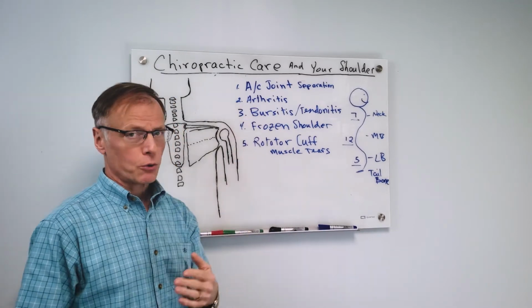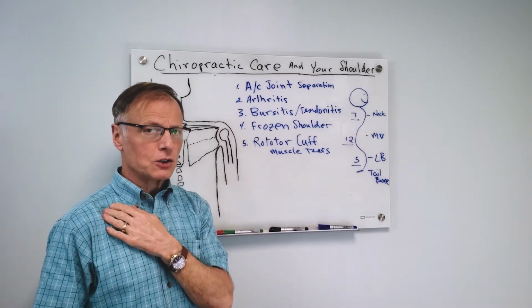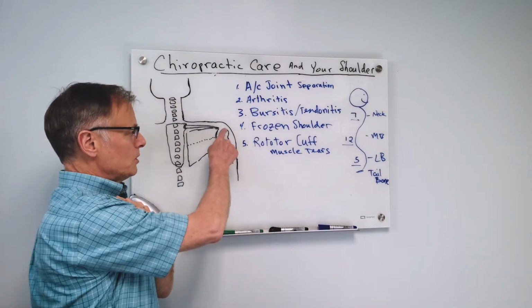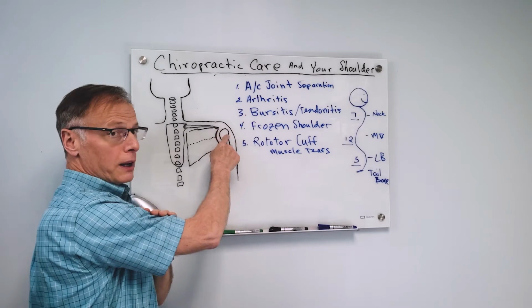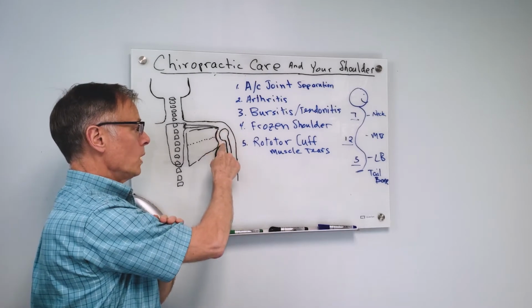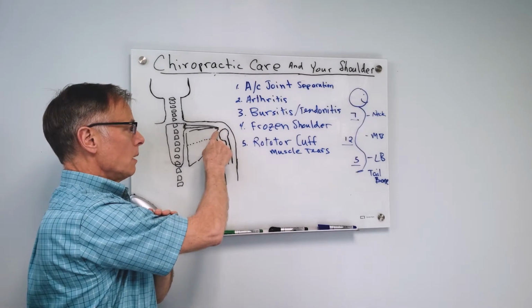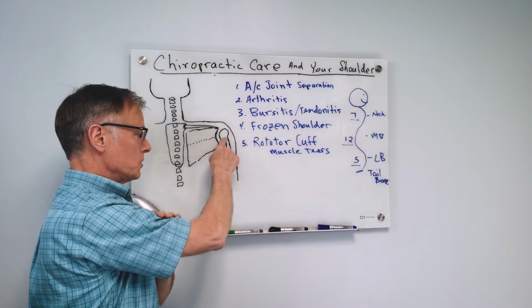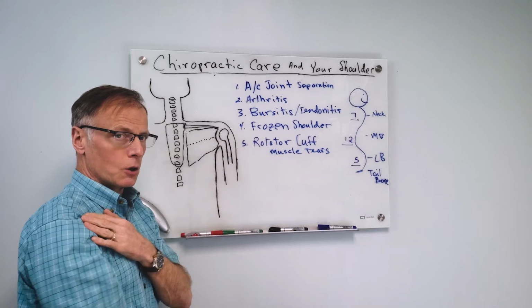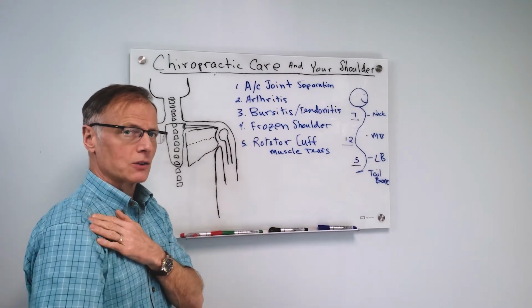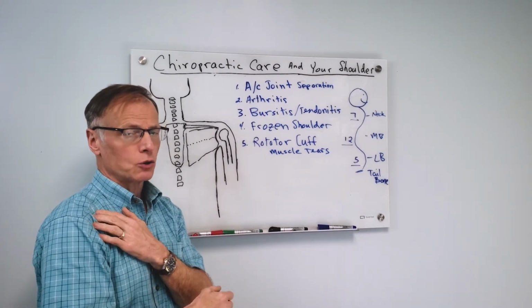Then you have some arthritis or an arthritic condition. What happens here many times is the AC joint will get arthritic, or the humerus as it comes into the scapula, or the glenohumeral joint, will get arthritic. And so people begin to have kind of grinding sensations and pain in the shoulder and can't move it the way they used to.